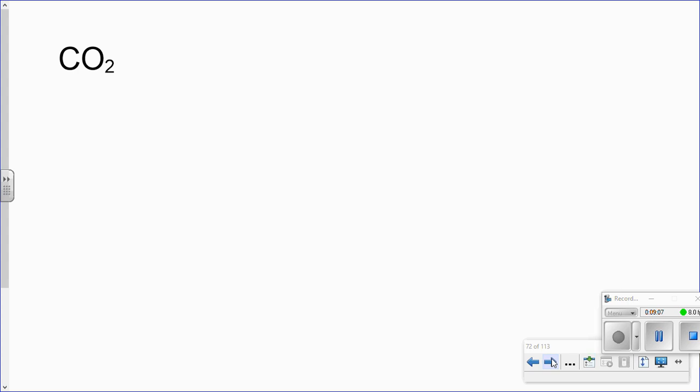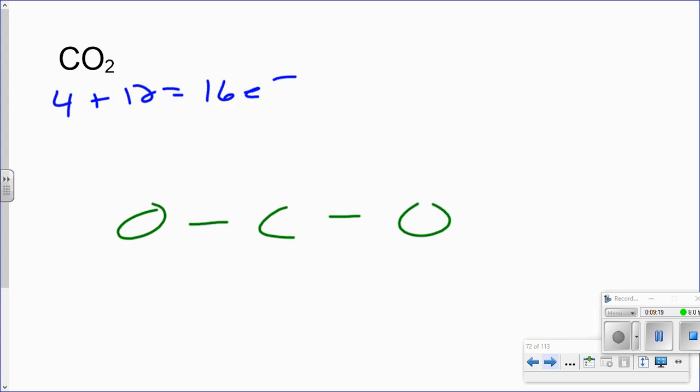CO2. Okay, again, let's try this one real quick. You have 4 plus 12 is 16 valence electrons. Arrange everything around a central atom. Carbon's your central atom if it's mentioned. Give everything an octet. Everything has an octet, but I have 20. I just drew 20 valence electrons, so this is not correct.